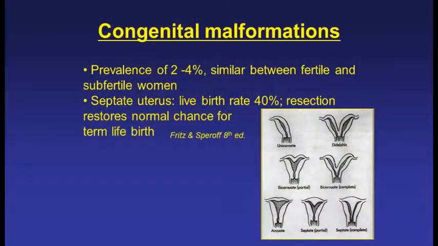Didelphic uterus, bicornuate uterus, arcuate uterus, those should not actually affect fertility. Unicornuate uterus is its own beast, and those people should just come up to us, but the bottom line is they are associated with a little bit of infertility. But what we do for septums is we actually resect them.